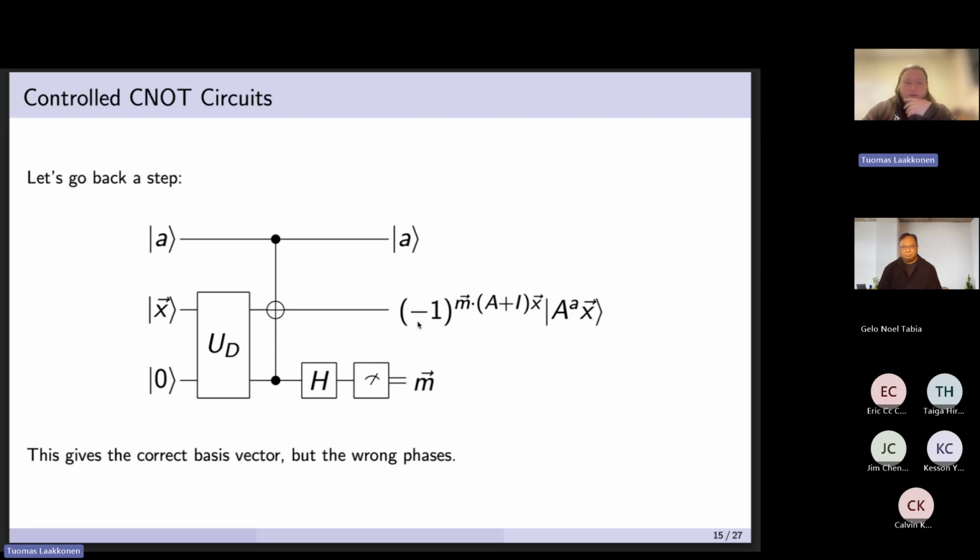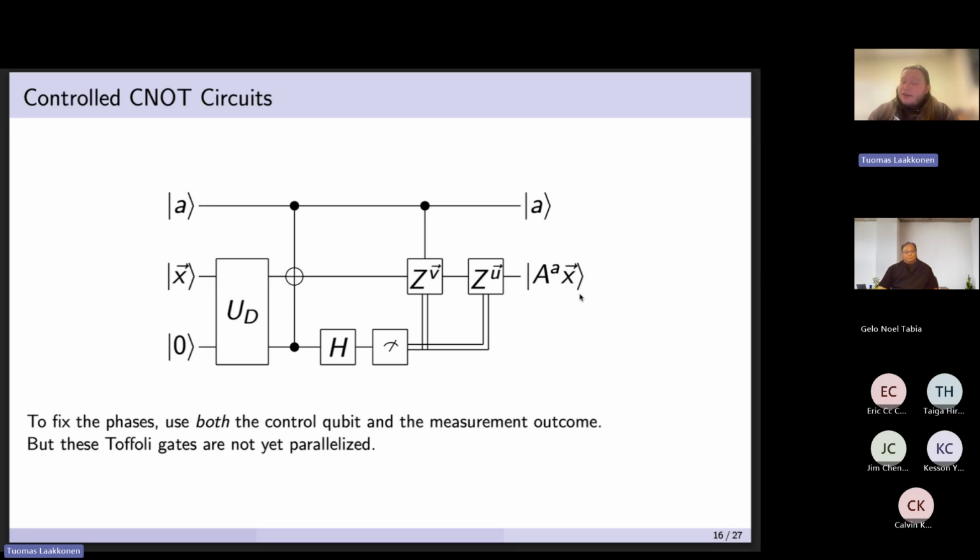We still have this nasty phase here, though, and if we try to do the same correction that we did before, it's not going to work. We have the correct basis vectors on the outputs, but we get the wrong phases. So we want to find a correction that actually does work. And it turns out there is one. I won't give all the details here, but you can find the derivation in the paper. It's not super complicated. And the idea is that, given the measurement outcomes M, you can pick some V and U, which do not depend on X, such that if I do some Z gates and controlled Z gates on the input register, they will perfectly cancel out that unwanted phase that we had.